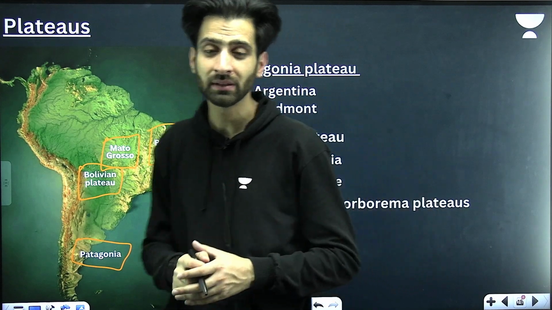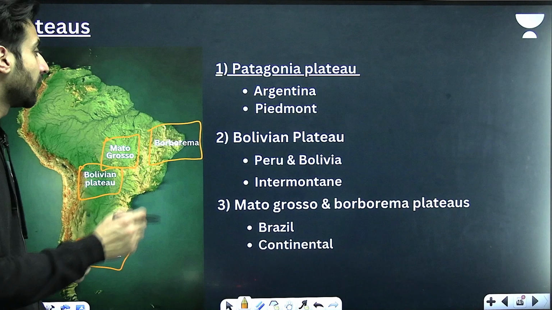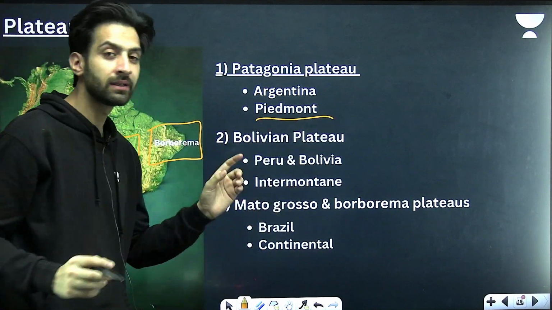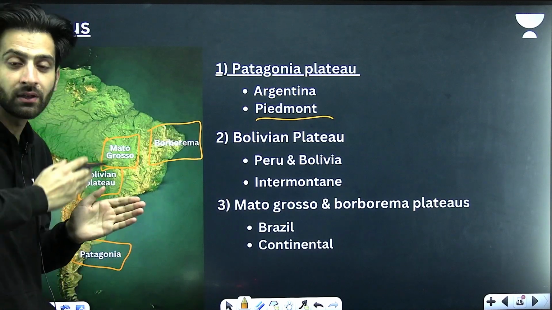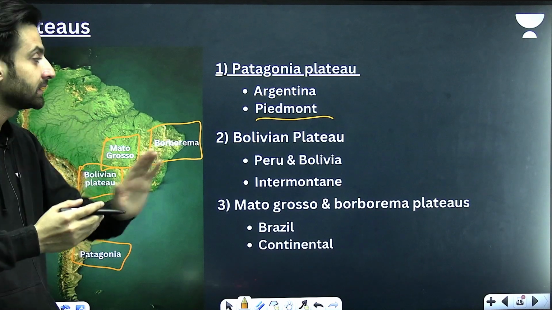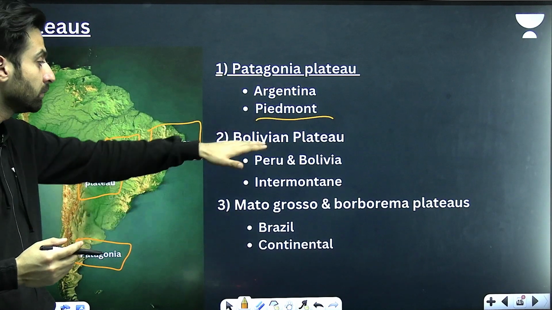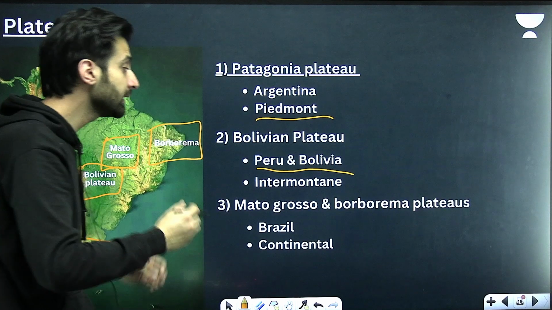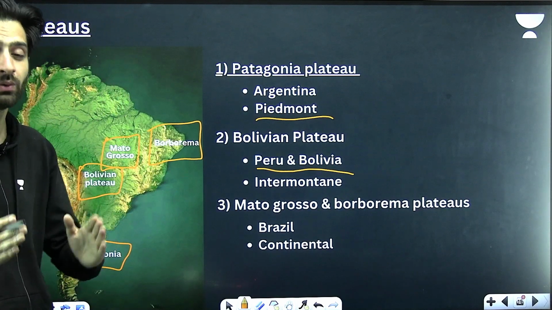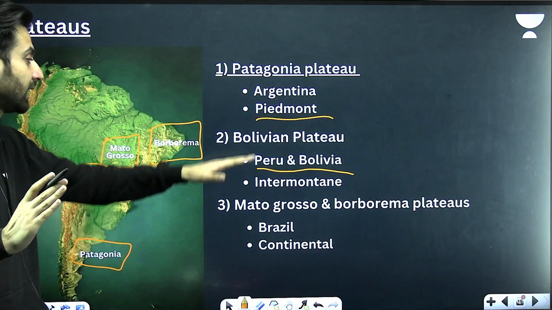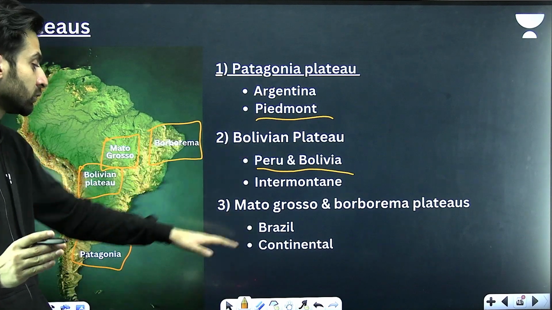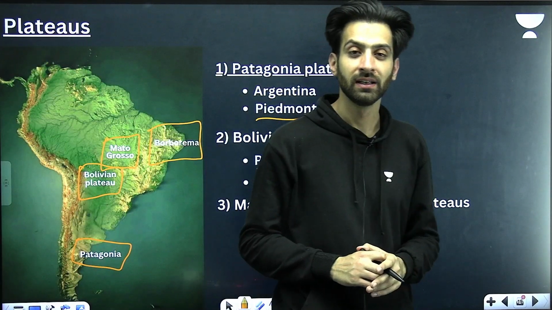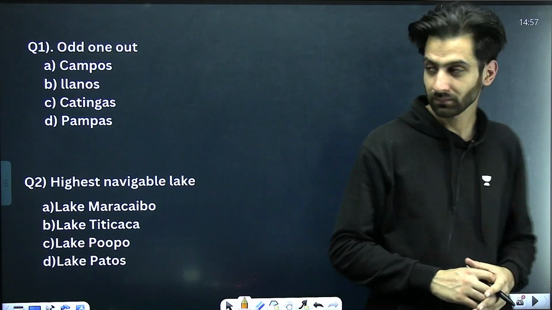What you need to remember is that the Patagonia plateau in Argentina is a Piedmont plateau, because it is situated on one side of the mountain. If there is a mountain on one side, then it's a Piedmont. Number 2, the Bolivian plateau, situated between Peru and Bolivia, is intermontane. An intermontane plateau is situated between 2 mountains. Then we have the Mato Grosso and Borborema plateaus, located in Brazil. That is about the plateaus we have discussed.